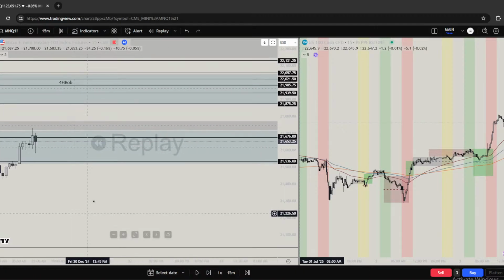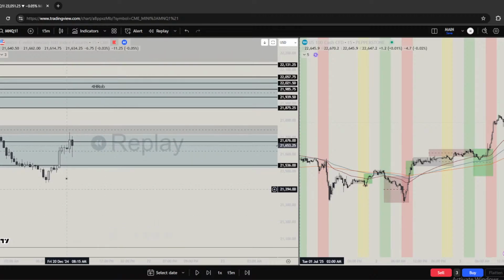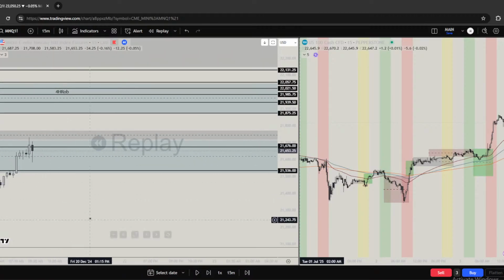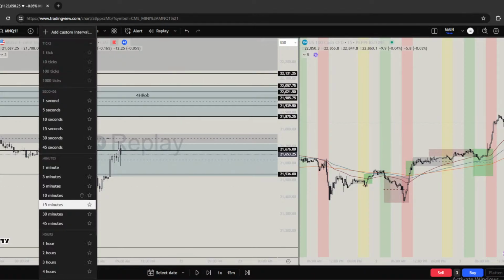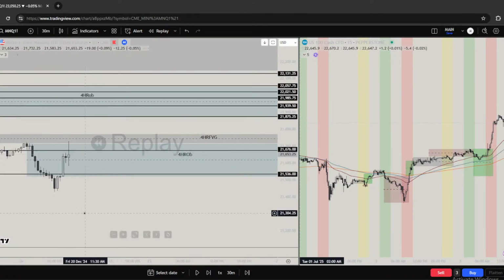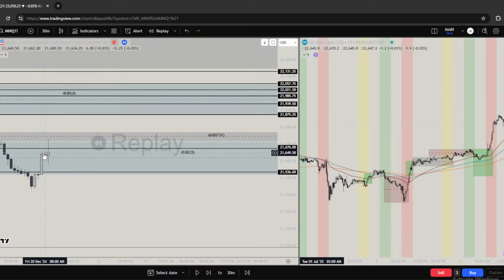Rejecting off this order block here. Go higher. See my 30-minute. And price needs to hold up above here.